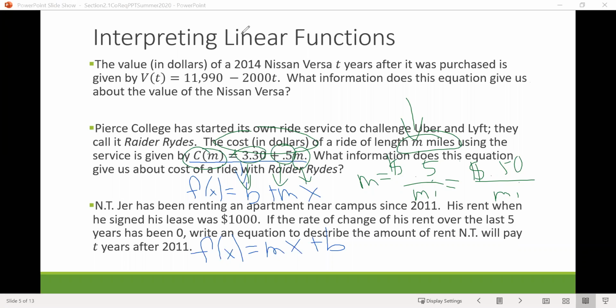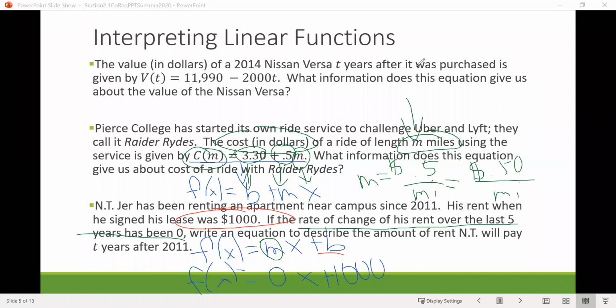Okay. Well, we know that m is the rate of change, and we're told here that the rate of change over the last 5 years has been 0, which, gosh, I don't know where NT lives, because nowhere I've ever lived is like that. Times x, which will be our variable. And then recall that b stands for our starting value, and the starting value for his rent was 1,000. So we have 0 times x plus 1,000 equals f of x.